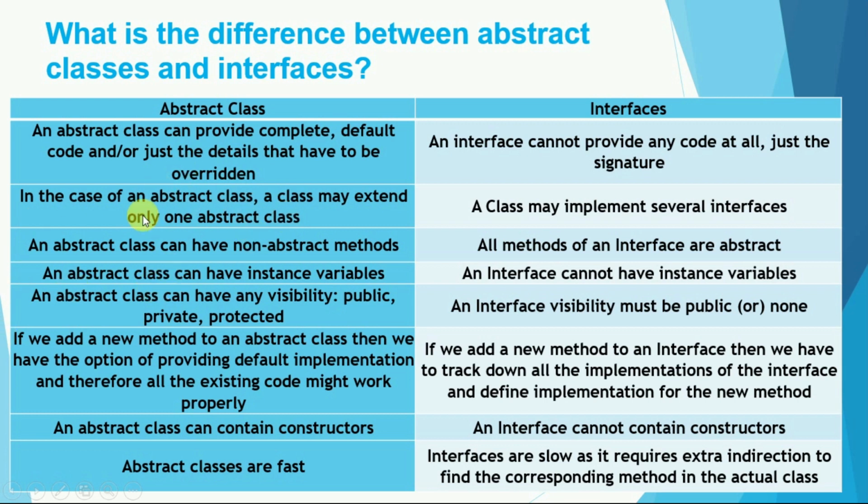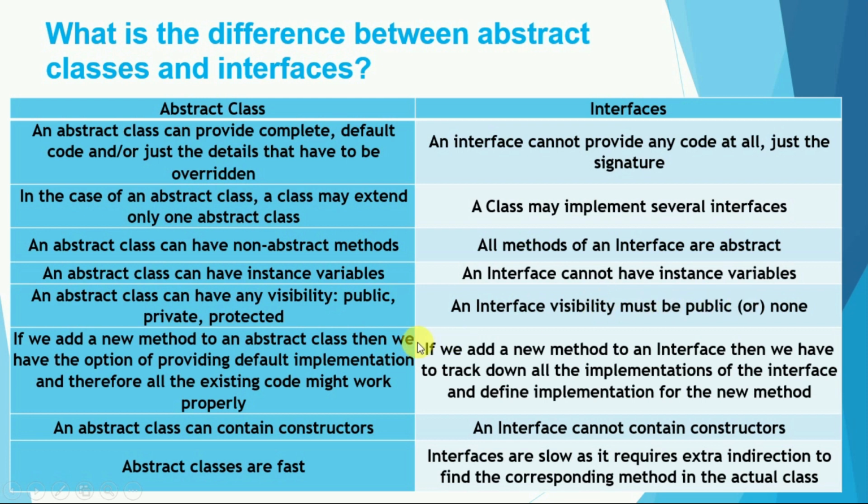In the case of an abstract class, a class may extend only one abstract class. A class may implement several interfaces. An abstract class can have non-abstract methods also. All methods of an interface are abstract, so we can't use non-abstract methods inside the interface. An abstract class can have instance variables, but an interface cannot have instance variables. An abstract class can have visibility public, private, protected, but an interface's visibility must be public or none.